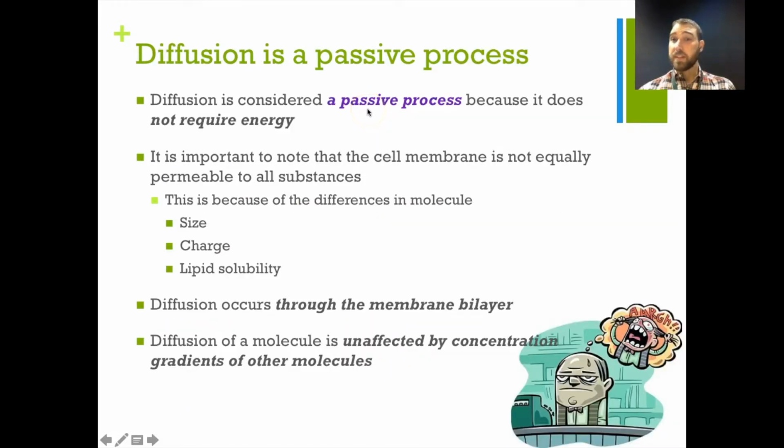Diffusion is passive, it doesn't require energy from the cell. So passive means no energy from the cell. It does require energy from the environment, but it doesn't require energy from the cell specifically.